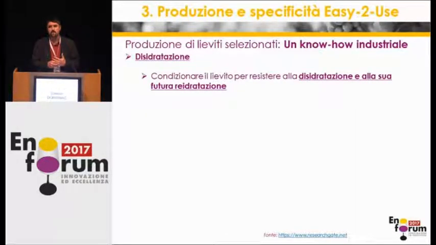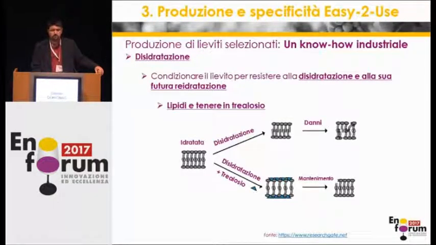Now, dehydration needs to factor in 2 important factors. The preservation for dehydration and rehydration, and also the fats. It's also important to use a certain recipe for production. Lipids or fats are very important, as well as trehalose. This is very interesting because it has a role in terms of the operation of the membrane.